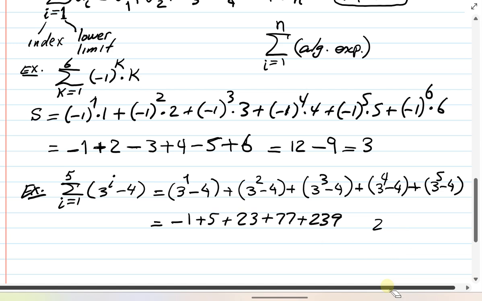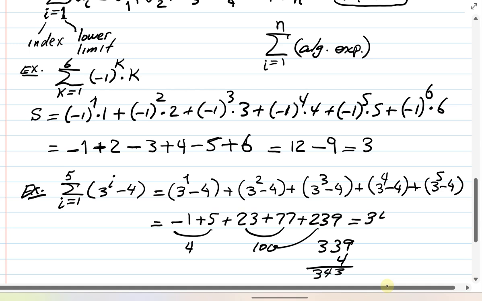And then we can add them up, and whatever this number turns out to be, let's see, that's 100. And that makes it 339, and this is 4. And again, please verify my arithmetic because I'm not using a calculator. And that's what I got.